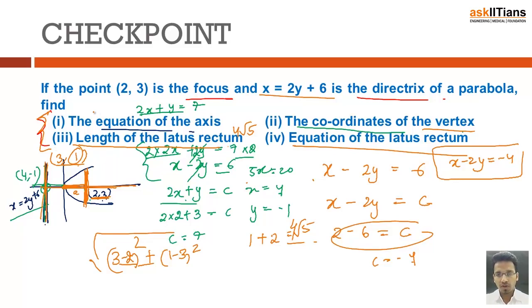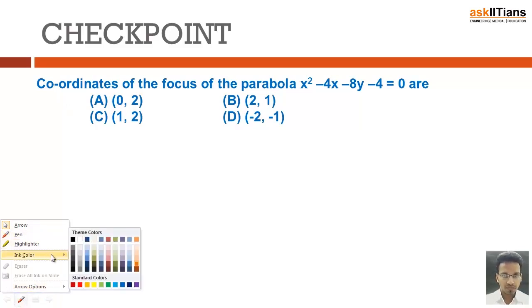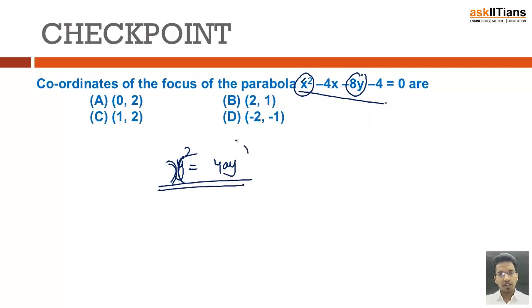Let's see one more example. This one asks for the coordinate of the focus. Now this one is easier as compared to the previous one. Clearly this will become of the form y square equal to, oh sorry, the opposite one, x square equal to 4ay, since this is x square. So let us try to convert this parabola into that form.